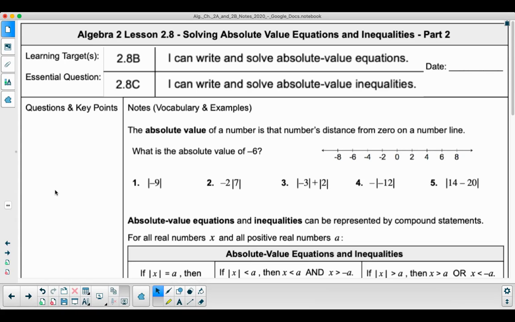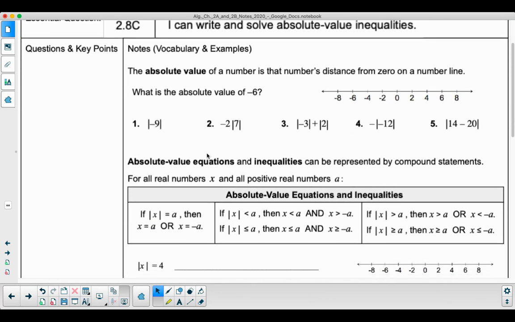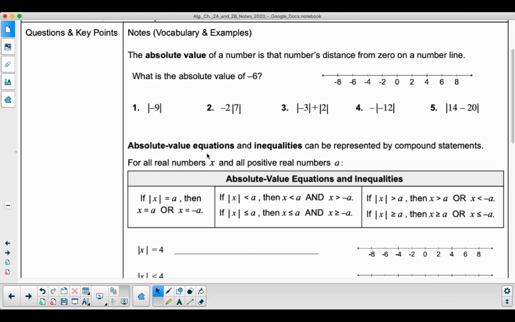This is lesson 2.8, part 2. This is going to be covering solving absolute value equations and inequalities. We have 2 learning targets that this lesson looks at. First, let's look at what absolute value means.